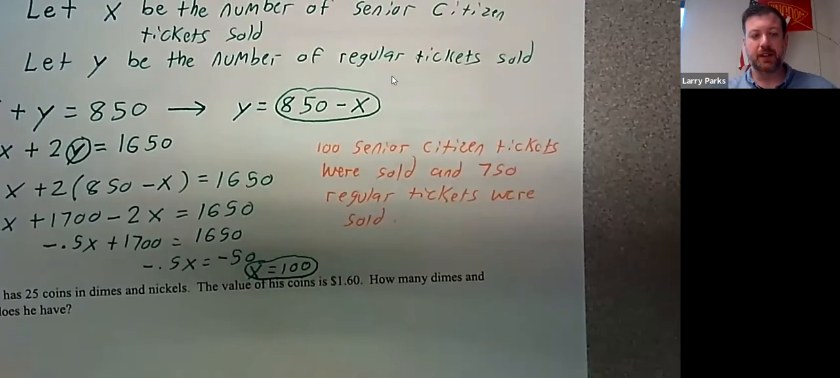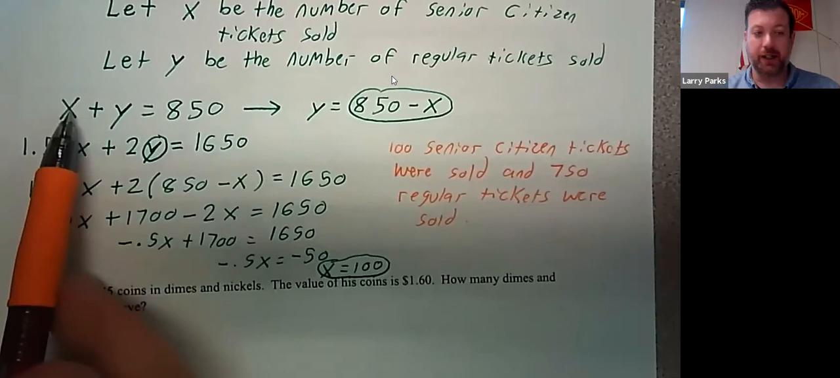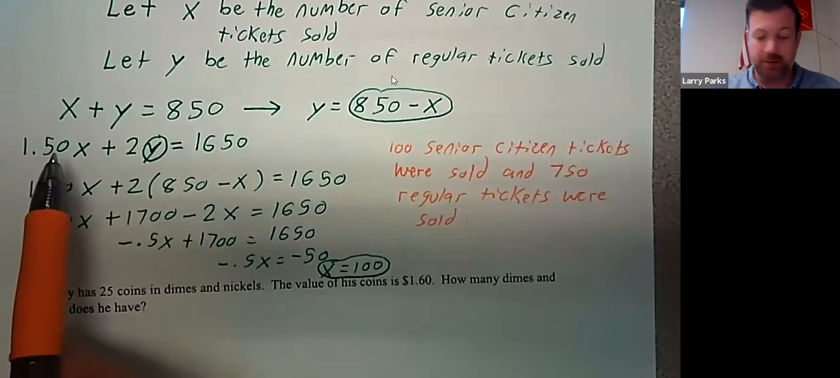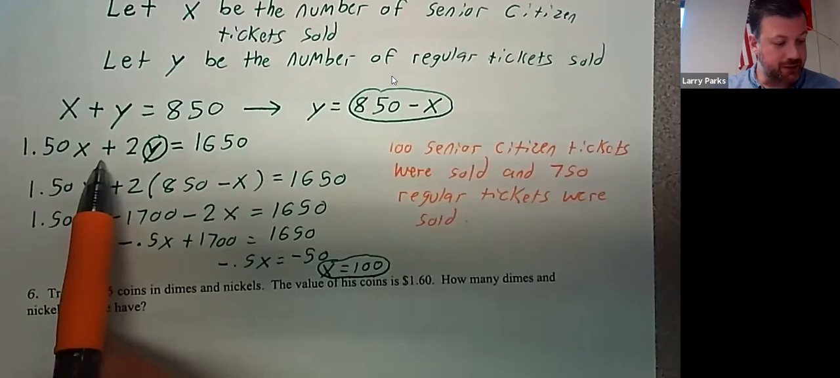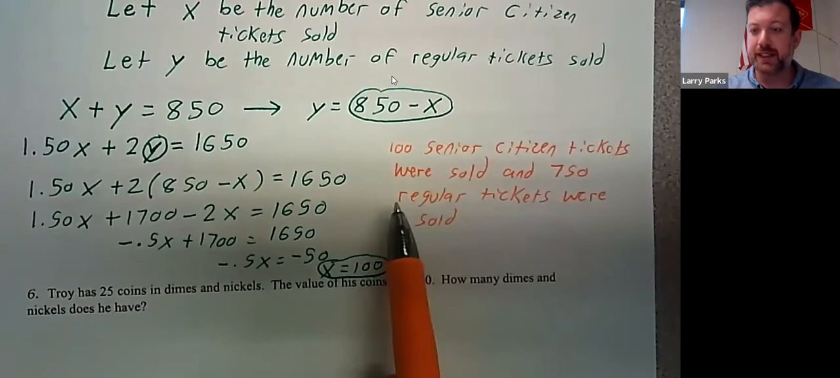Now it may not be a bad idea just to check my work. I already know that those two numbers add up to 850. That one's easy. But if I take 1.5 times X, which is 100, and then I add on 2 times 750, I should get 1650 in my calculator, and I do. So I know without a doubt I'm correct.